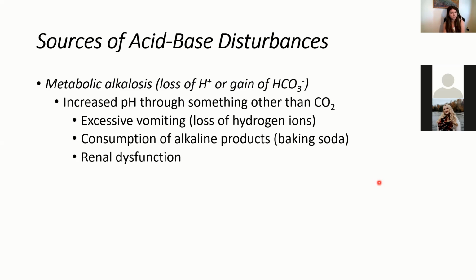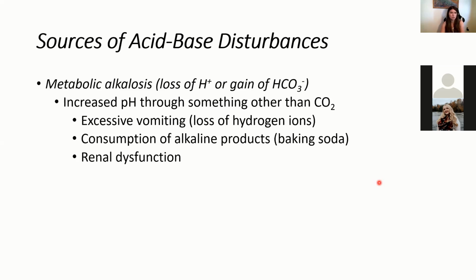So some examples of things that would cause metabolic alkalosis are vomiting. So one of the places you see tons and tons of hydrogen ions are in your stomach acids. So if you start vomiting out stomach acids, you're basically vomiting out hydrogen ions, which means you then have fewer hydrogen ions in your body. As you have fewer hydrogen ions in your body, you ultimately end up with fewer hydrogen ions in the blood.